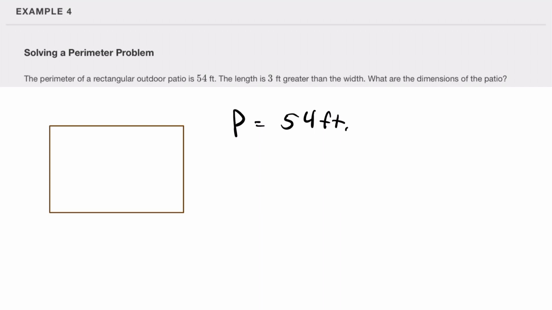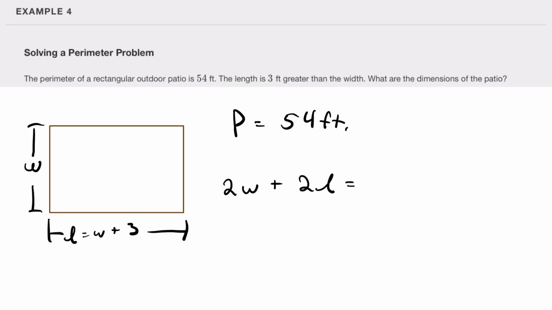So let's call this W from here to here. Okay. And we said the length is the width plus 3, right? So I just made my longer side the length. Okay. What are the dimensions of the patio? Now, if we're talking about perimeter, perimeter is what? We add up the distance around the outside. So then the formula for the perimeter would be what? 2W plus 2L to give us the perimeter.